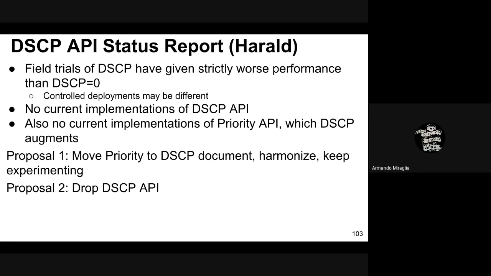Yes, Steve. This is a problem that we have done field trials on for a while, to see what happens if we turn on DSCP markings. Results have been pretty consistent. If you just turn it on at a random point in the internet, you get worse results than if you don't. And this is both for consumers and enterprises? I have not seen it broken down. Okay. Then we have no current implementation of the API, which means if it had been part of the main spec, it would have been a feature at risk, at least.